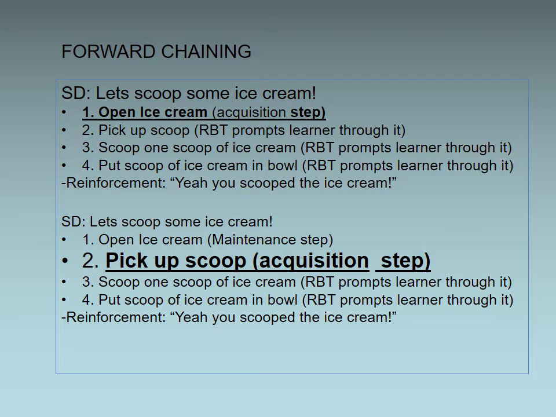Once the learner or patient mastered step 1, step 2 becomes the acquisition step, and step 1 is a maintenance step. So the SD remains the same. Let's scoop some ice cream. So then the learner does step 1, and then the RBT, with minimal prompting, helps them through step 2, the acquisition step, and then fully physically prompts 3 and 4, and then gives reinforcement. "Yay, you scooped the ice cream." So as you can see, we are moving forward through the chain. We're going 1, 2, 3, and 4. That is why this is known as forward chaining.